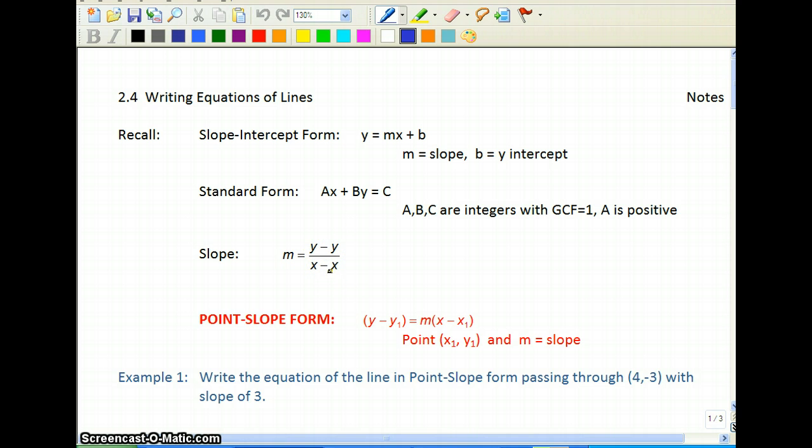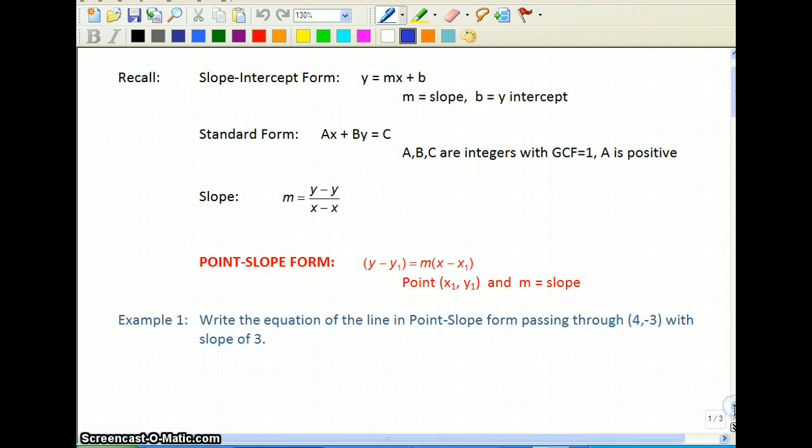A new one that you don't know yet is the point slope form. And this is one we're always going to start with. All you need for this one is a point that's on the line and the slope of the line. You take y minus y1 is equal to m times x minus x1. Now where the y1 and the x1 are, there will be numbers. This y will always be the letter y, and this x will always be the letter x. M will also be a number. So we're going to start with that form on most equations.